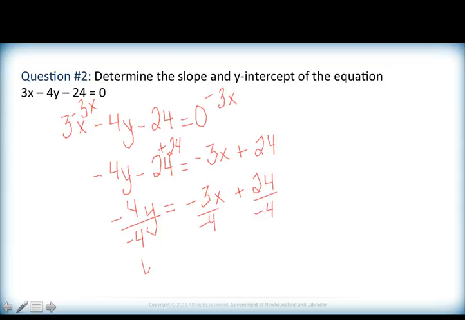We are left with y equals, now -3 divided by -4. This is going to give us +3/4 x. Positive 24 divided by -4 is going to give us a -6. So this is our slope-intercept form equation. If we want to identify the slope, well, our slope is going to be 3/4, and our y-intercept will be -6.